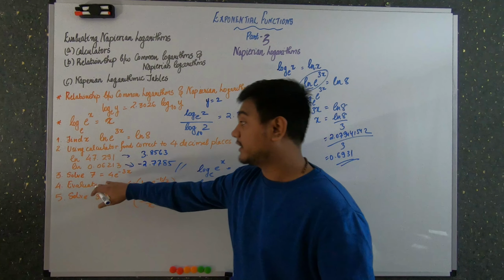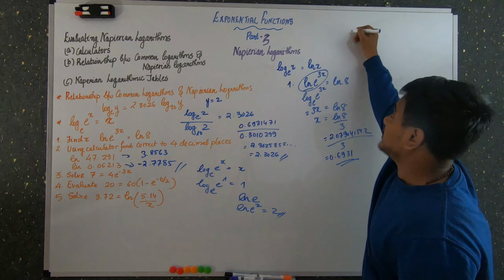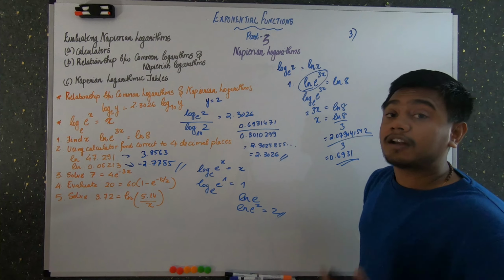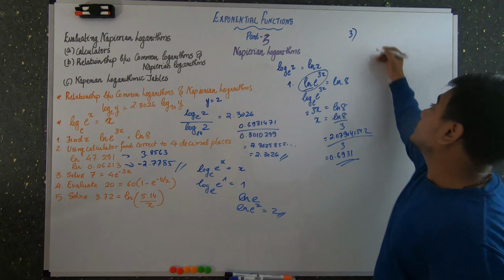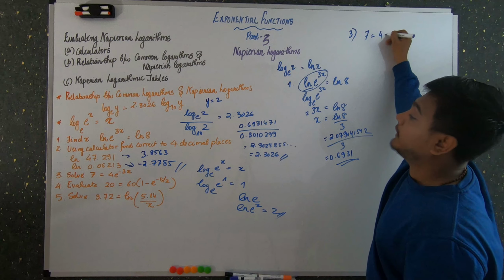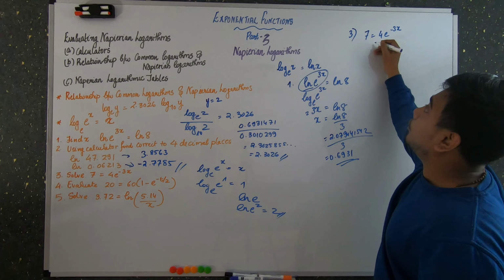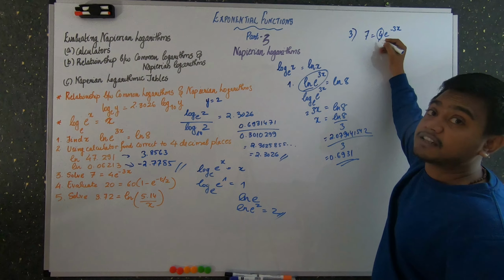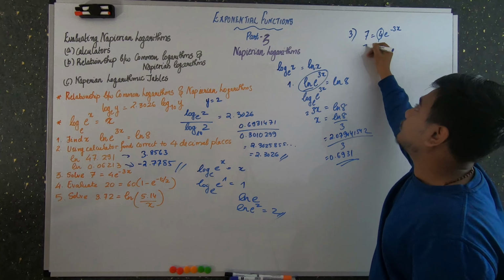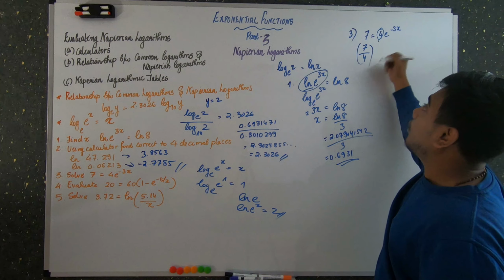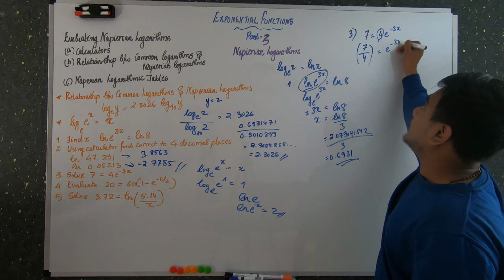Now let's discuss the third problem. The third problem is also very interesting and it will help you understand the relation between exponential functions and the Napierian logarithm. So 7 is equal to 4 e raised to minus 3x. You can keep the x term on one side of the equation and all the constants on the other side. So I'm writing 7 by 4 on one side, which is equal to e raised to minus 3x.